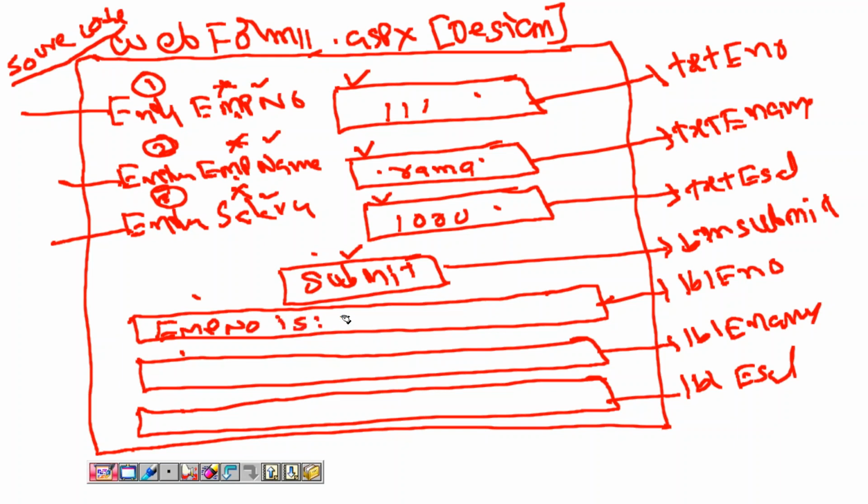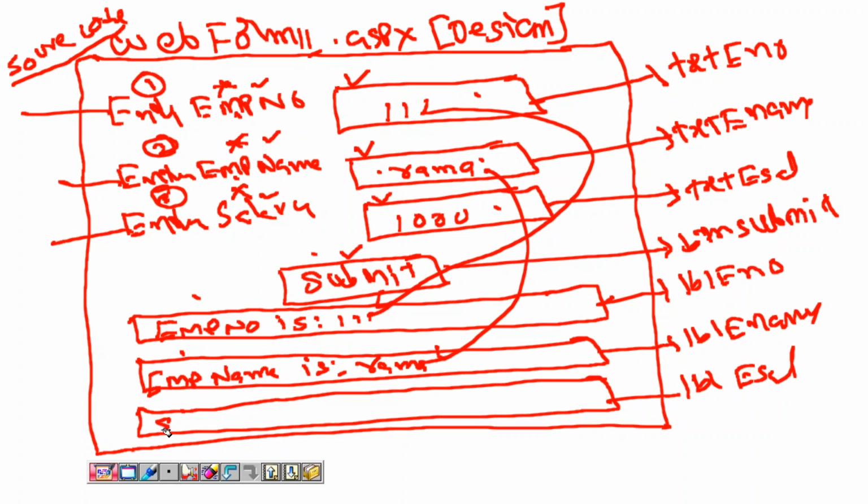EMPNO is 111. 111 is coming from this text box. EMP name is Rama. Rama is coming from this text box. Salary is 1000. 1000 is coming from this text box. Come on, wait please. Can you write the code fast?